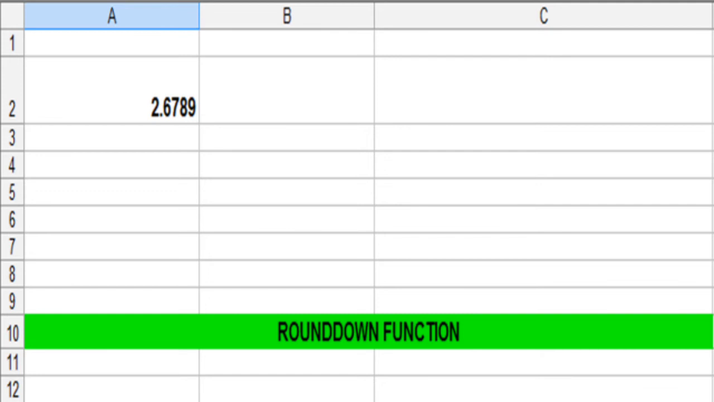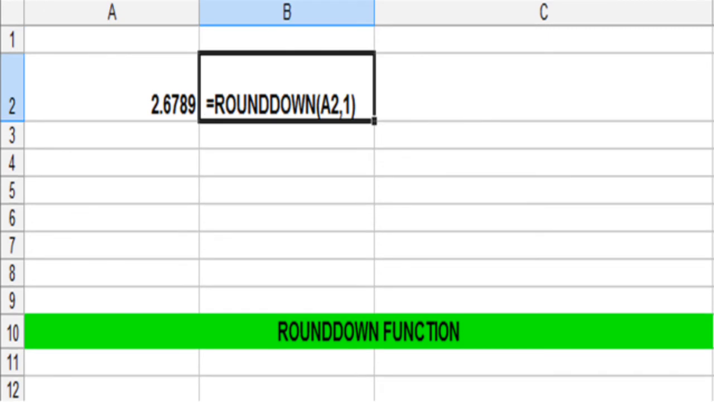Number 2.6789. The number contains 4 digits after the decimal. Let's see how to round down to one decimal. The formula is equals ROUNDDOWN(A2, 1). Here A2 represents the number 2.6789. 1 represents the number of digits. Press enter.